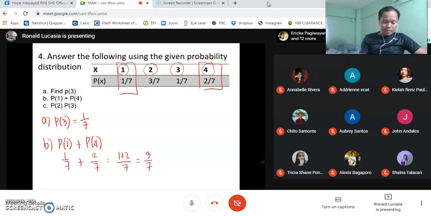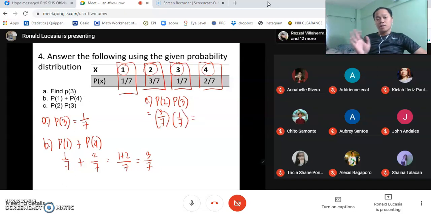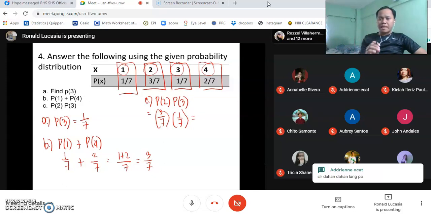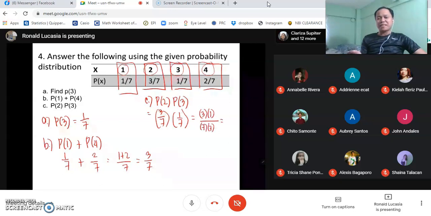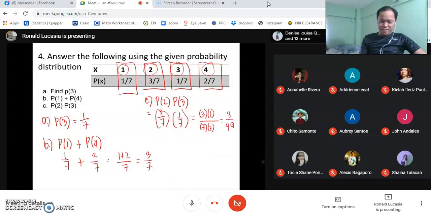For number 4, letter C, the probability of 2 multiplied by the probability of 3. So the probability of 2 is 3 over 7, multiplied by the probability of 3, which is 1 over 7. In multiplying fractions, you multiply the numerator by the numerator and the denominator by the denominator. So our numerator there is 3 times 1, and the denominator is 7 times 7. So the probability of 2 multiplied by the probability of 3 is equal to 3 over 49.